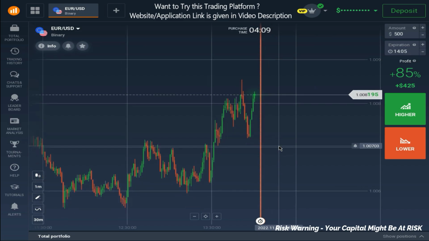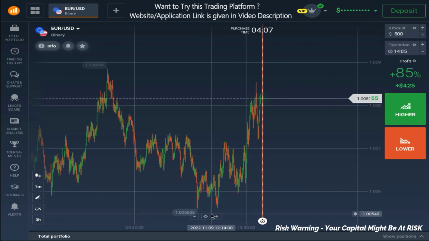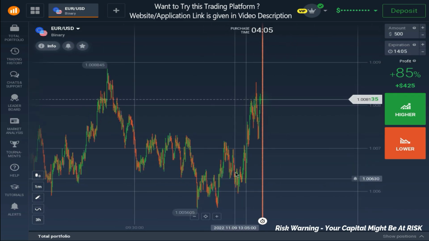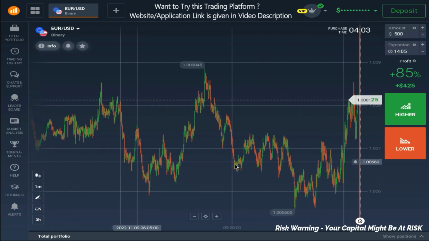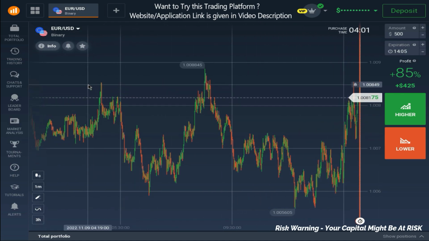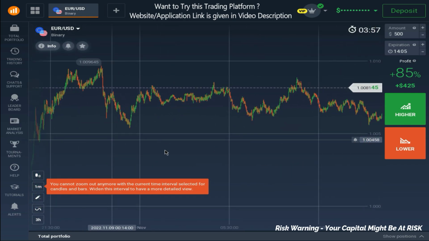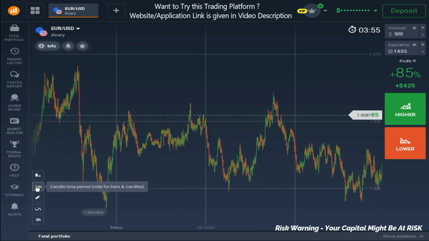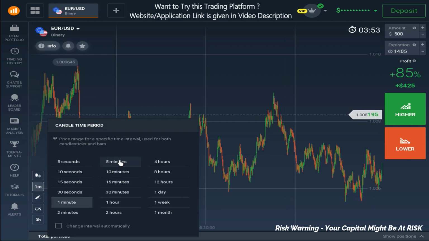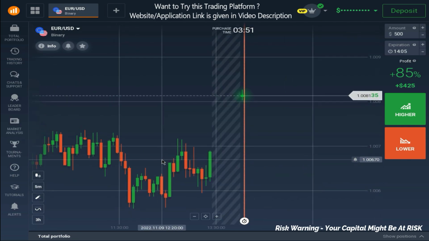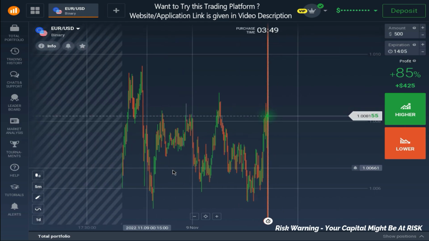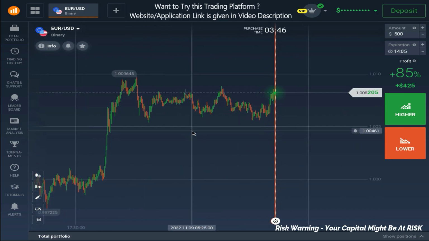First of all, let's understand the chart. As you can see, the market here is moving in the upward direction and it is going to the resistance level. If we zoom it out, it looks like a ranging market on a bigger time frame. Let's switch to the 5-minute chart to understand it clearly. As you can see, this is a clear ranging market.